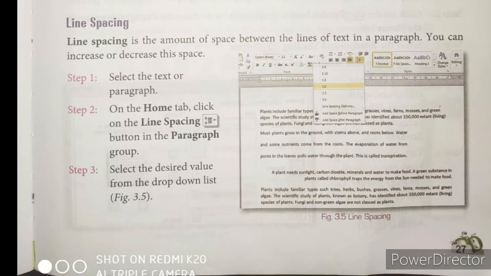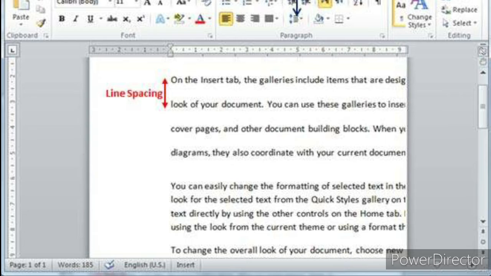Line spacing. Line spacing is the amount of space between the lines of the text in a paragraph. You can increase or decrease this space. Students, you can see that line spacing is the vertical distance between the lines of the text in a paragraph.